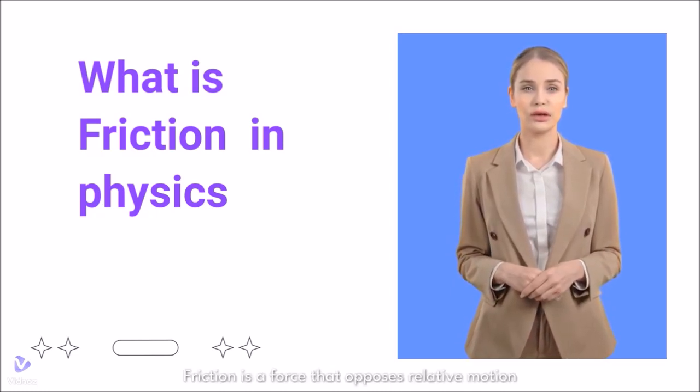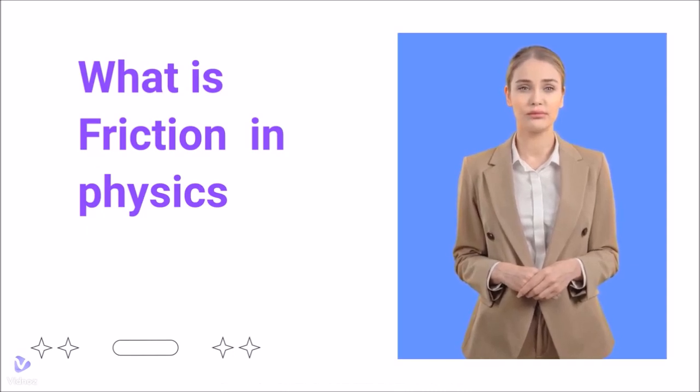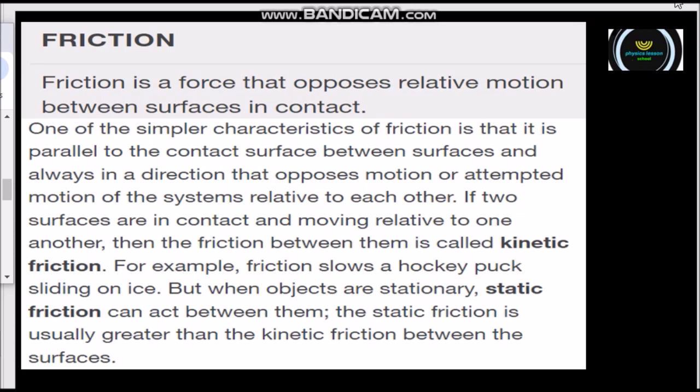Friction is a force that opposes relative motion between surfaces in contact. One of the simpler characteristics of friction is that it is parallel to the contact surface between surfaces and always in a direction that opposes motion or attempted motion of the systems relative to each other.